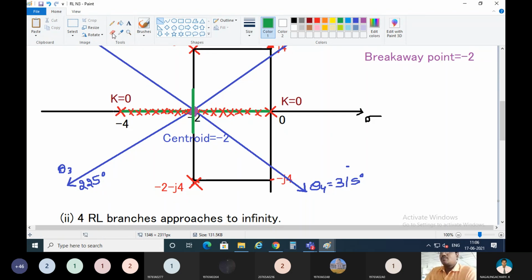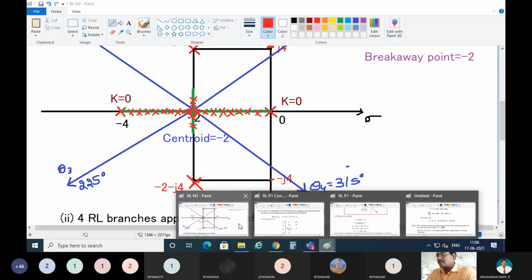So these poles are coming like this. As K increases, they are going to meet at this particular breakaway point, and then they are going to depart like this. One branch at plus 90 degrees, another branch at minus 90 degrees.